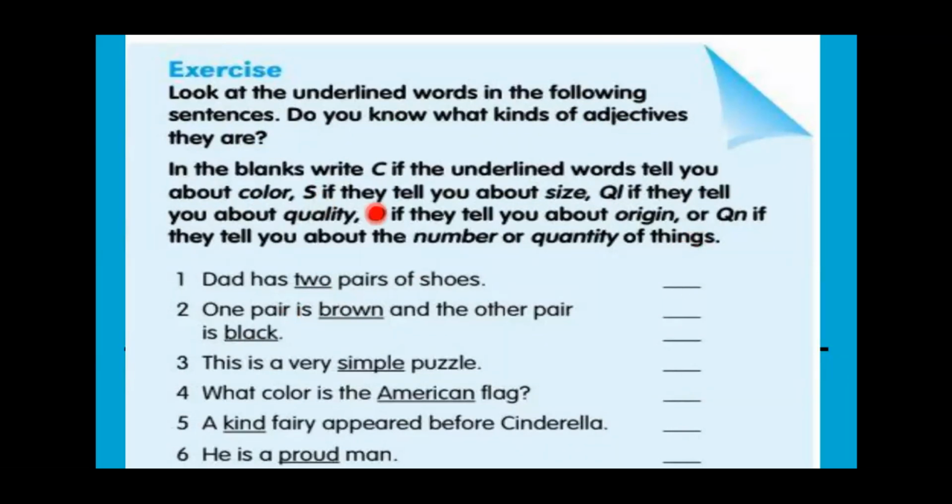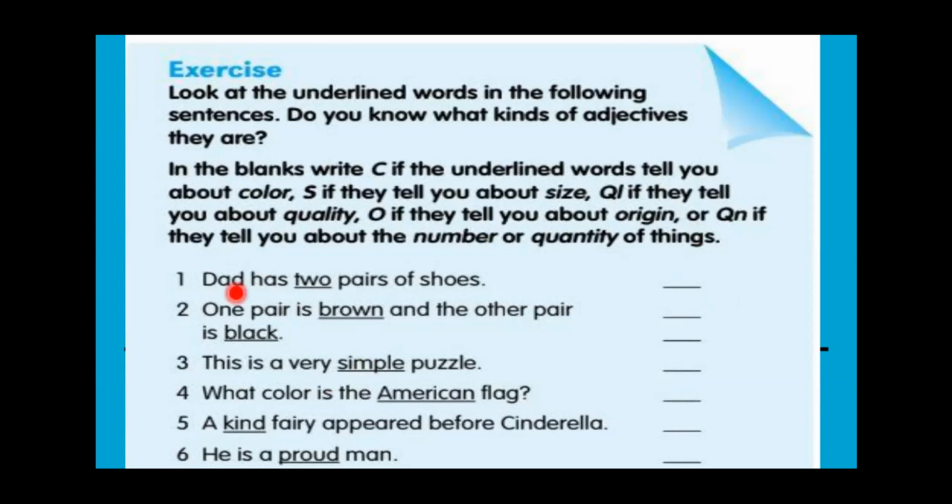If it's relating to the size, then you have to write capital S. If they tell you about the quality, you have to write QL, and O if they tell you about origin, and QN, okay? QN if they tell you about the number or quantity of things. So clear what we have to do? Just in the blanks, we have to guess which kind of adjective is there, and then we have to write capital C, capital S, capital O, QL, QN, okay? That we have to mention.